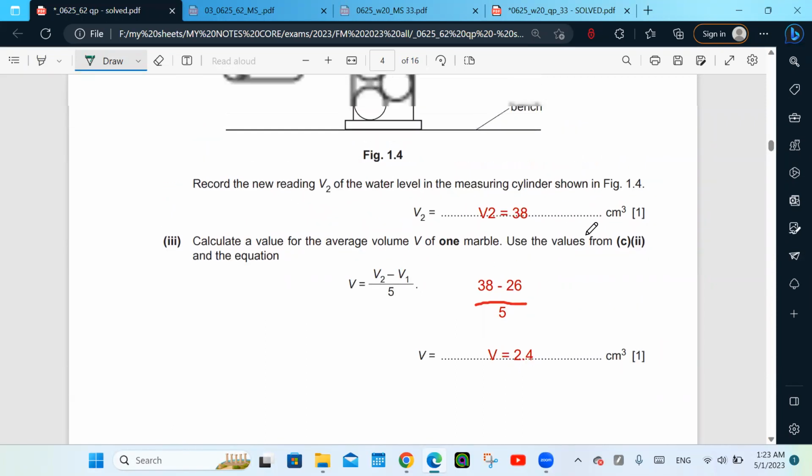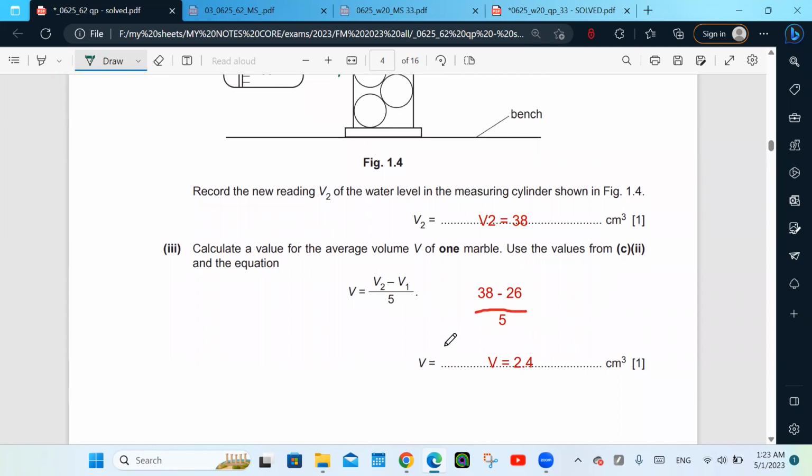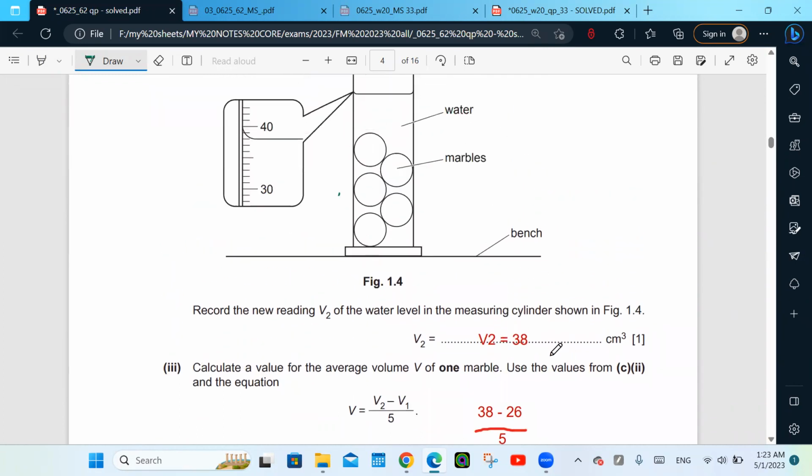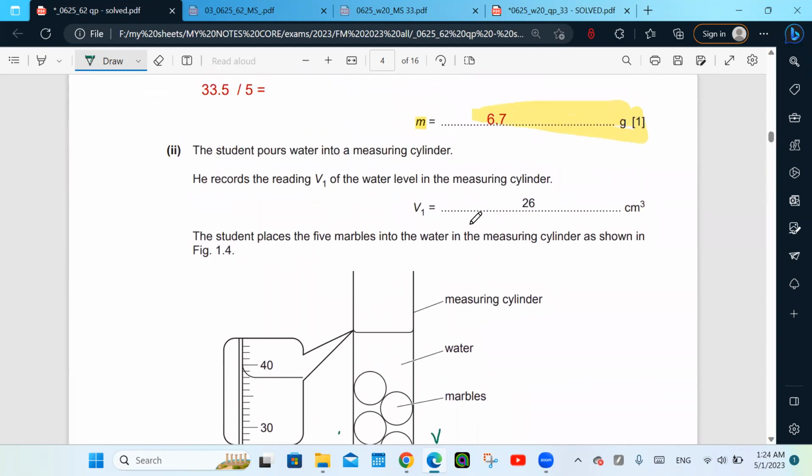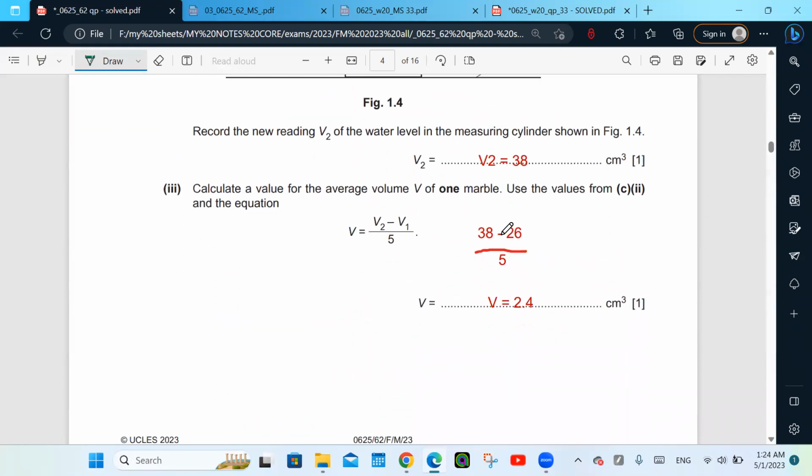Question triple I here: you have to calculate the average volume of one marble and use the value from C double I to calculate the volume of one marble. So here we have the volume of the 5 marbles with the water, which is represented by V2 and is equal to 38, as we said. And the volume of the cylinder with water only equals 26. But we need to calculate the volume of one marble, not for the 5 marbles. So subtract 38 minus 26 and divide it by 5, and you will get the volume of one marble only.